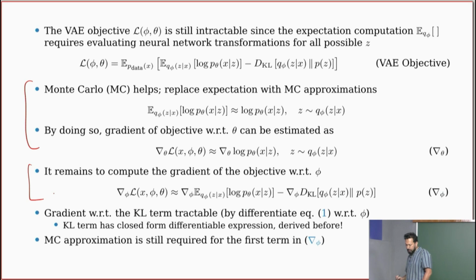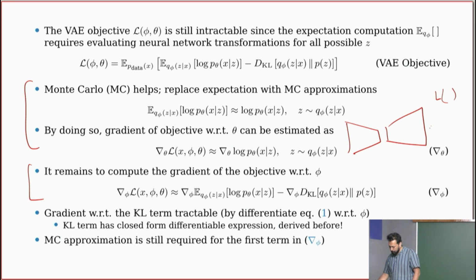When you look at grad phi, there is a bit of a concern here, because if you look here, your loss is sitting somewhere here. Grad phi is for the encoder, so what it suggests is you are supposed to go in this way, right?